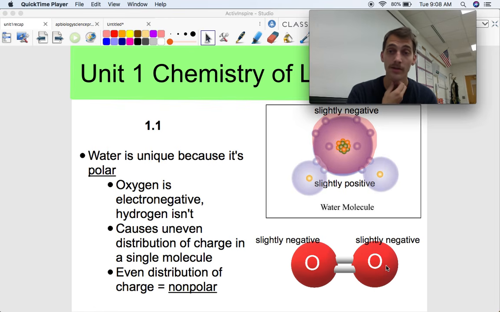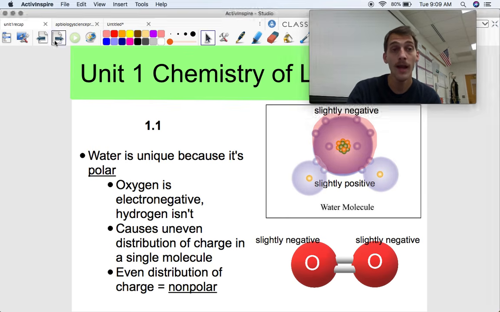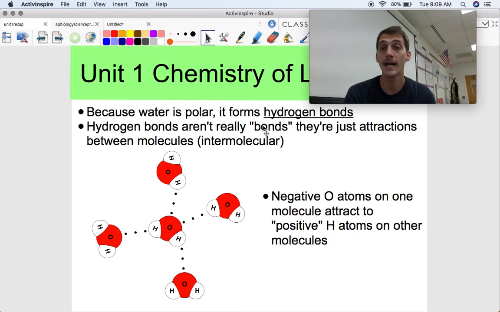Okay, so there's a whole group of biomolecules that are pretty much all nonpolar, and they don't mix well with water. In other words, they are hydrophobic. Hydro meaning water, phobic meaning fearing. So yeah, an uneven distribution of charge in a single molecule is what makes it polar, and because it is polar, it forms hydrogen bonds, and this is where water gets interesting.